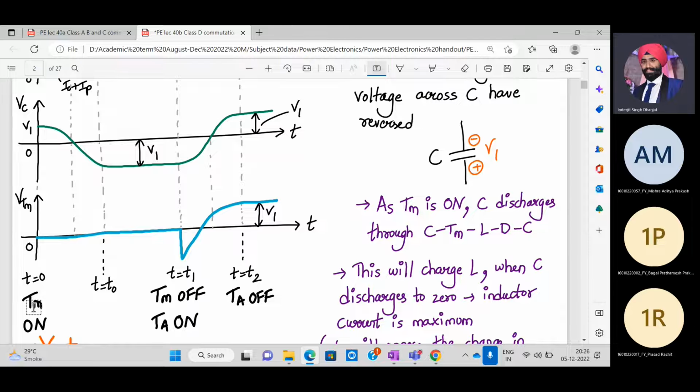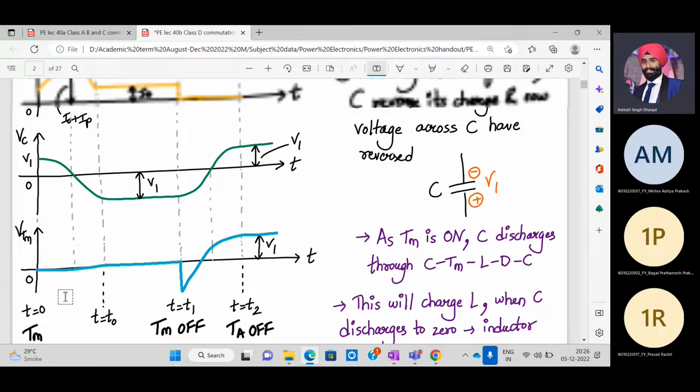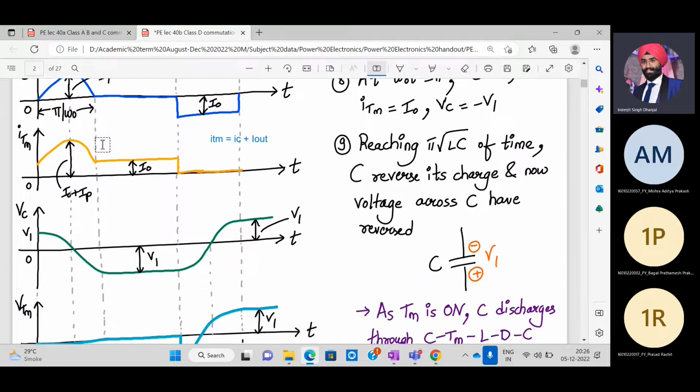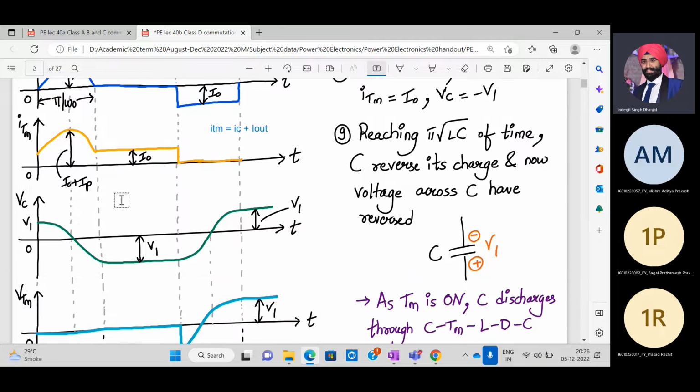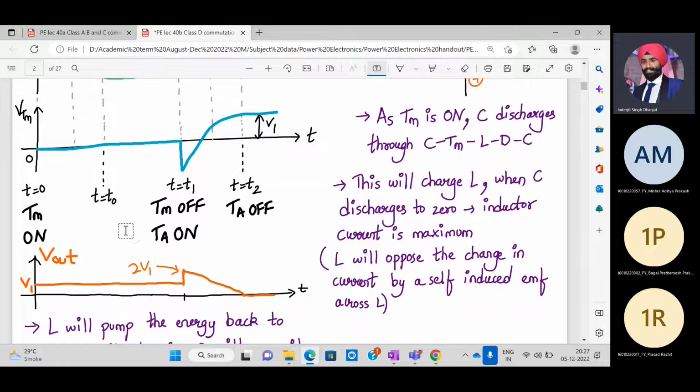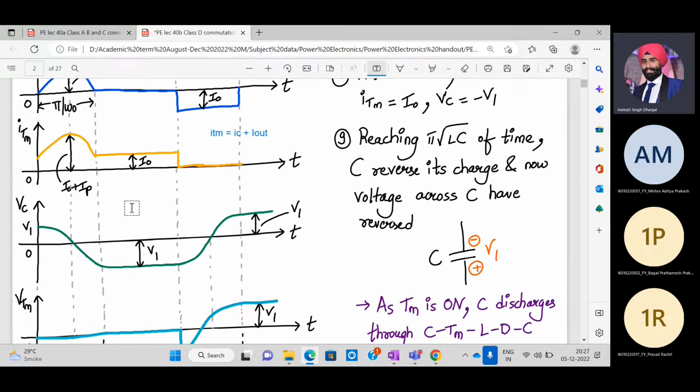TM is on, that is the main SCR is on, then at t equal to t0, what all things happen, we will discuss now. IC will become 0 and ITM will become I naught, and VC will become, assume, minus polarity, minus V1. So yeah, let's begin now. Let's concentrate further.